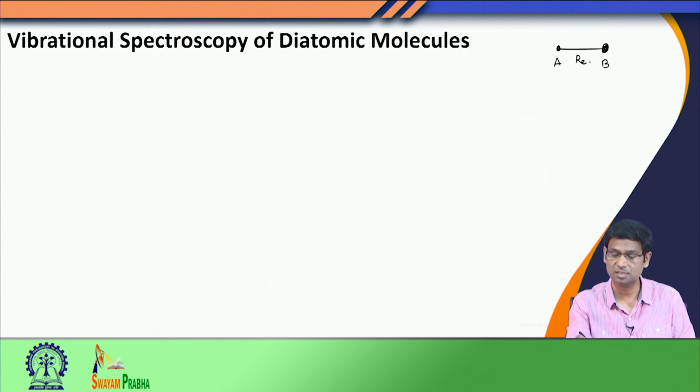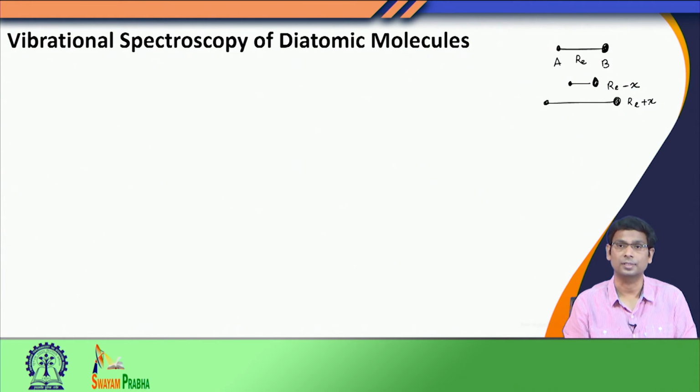So, we can change this bond distance. For example, I can shrink this bond AB so that the distance becomes Re minus x, or I can stretch this bond so that it becomes Re plus x bond distance. Therefore, I can change the bond distance, and this is the degree of freedom that I am talking about.